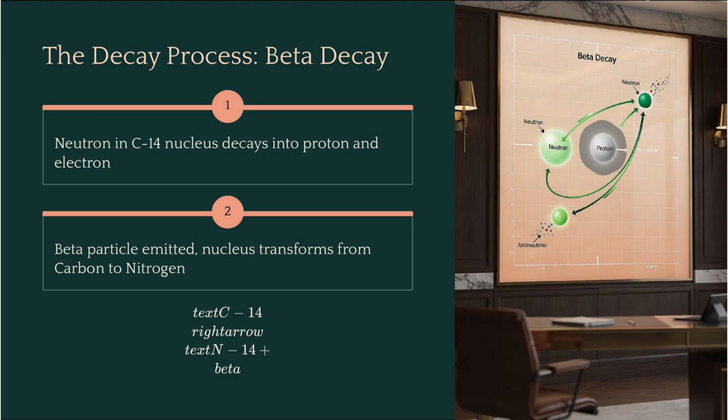What does this decay look like on an atomic level? It is a process called beta decay. Deep within the nucleus, a neutron in the carbon-14 atom decays into a proton and an electron. This electron is ejected as a beta particle, and the nucleus fundamentally transforms from carbon into nitrogen. It is a spontaneous transmutation that marks the passage of time.